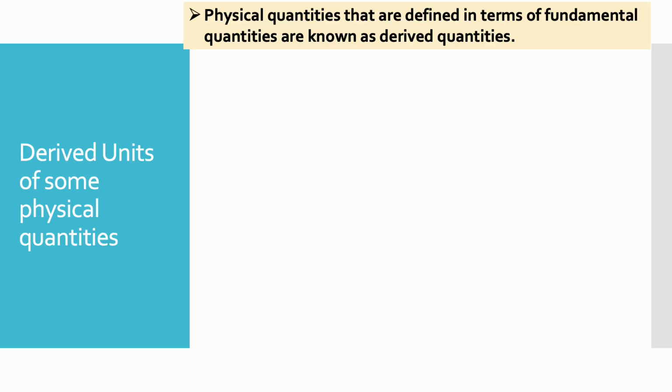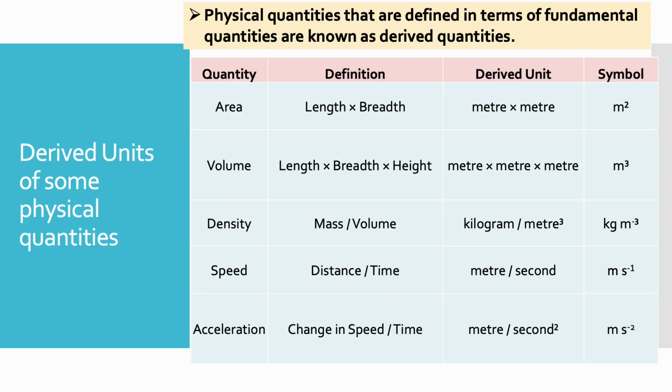Here are examples of derived quantities and their SI units. Volume in cubic meters, density in kilograms per cubic meter, speed in meters per second, and acceleration in meters per second squared. Each of these is expressed in terms of the fundamental units.